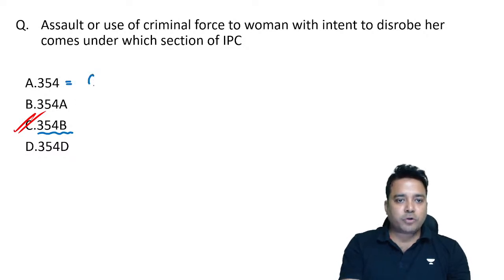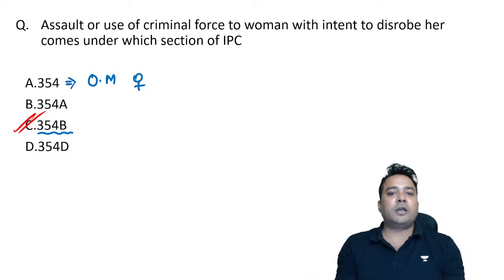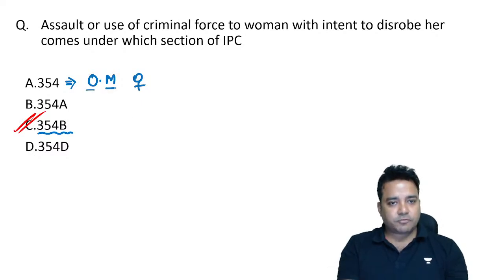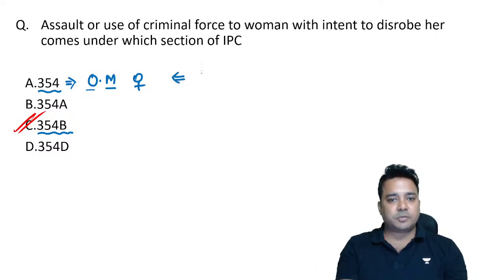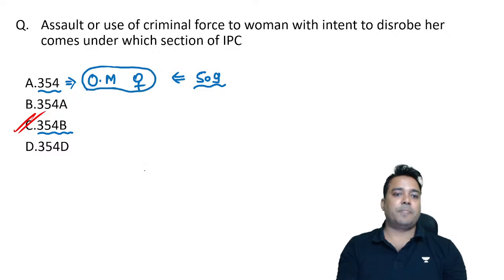354 deals with outraging the modesty of a female. Modesty is the virtue which a female has owing to her gender. We males, we don't have any modesty, legally speaking. Outraging the modesty of a female by use of force is punishable under 354. Outraging the modesty of a female by use of words or by use of mouth is punishable under 509. ये दोनों sections इस कॉमन चीज के साथ डील करते हैं. Outraging the modesty of a female.